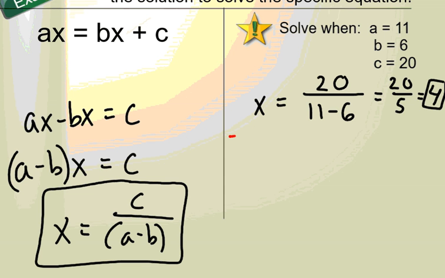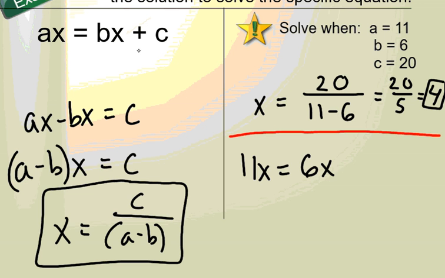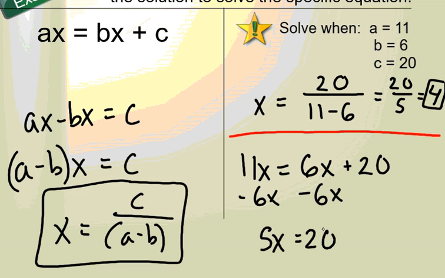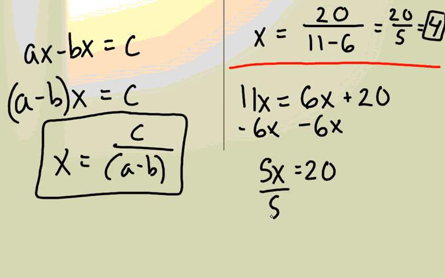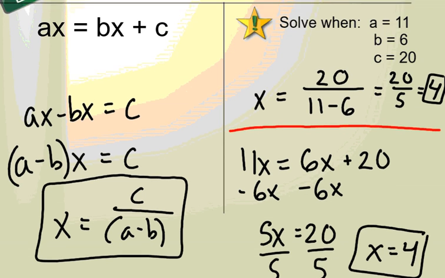Now check this out. If I didn't have my formula, I'd have to go back and substitute a. I would put 11, so I'd have 11x equals 6x after I put 6 in for b, plus 20. If I solve this, I would subtract 6x from both sides. I would get 5x equals 20. Then to solve, I divide both sides by 5, and I get x equals 4. I get the same answer. The benefit of the formula is it's less work. Formulas are more work one time, but once you've solved them once, they're much more efficient if you're going to be doing the same process over and over and over again.